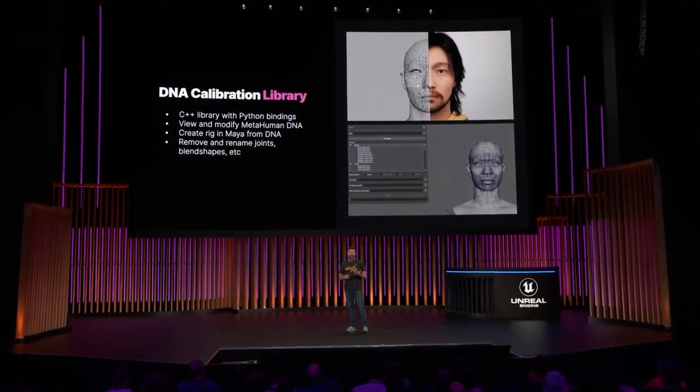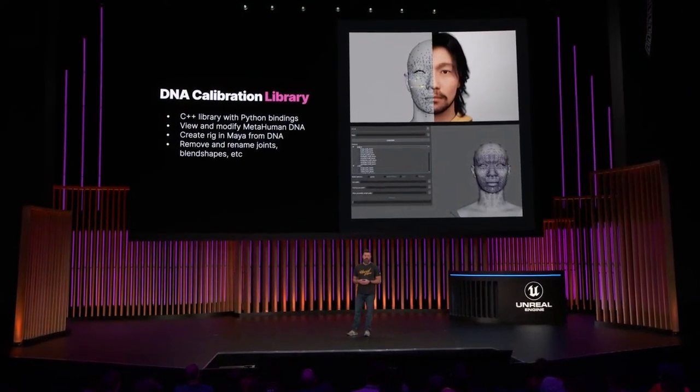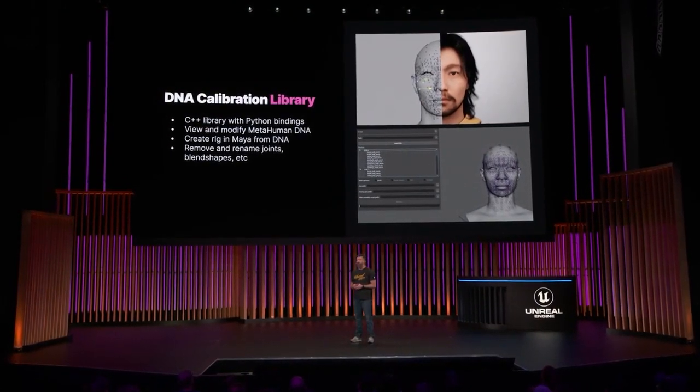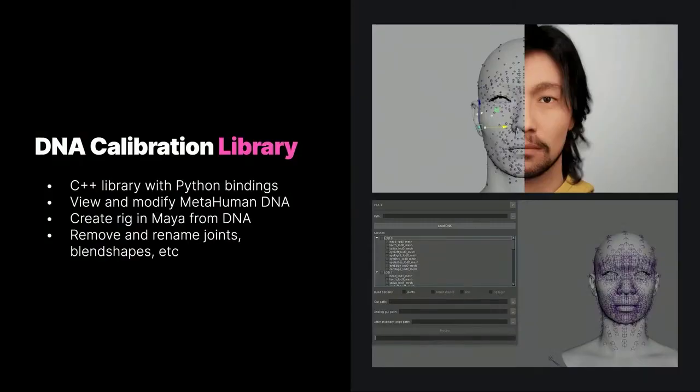MetaHuman DNA is an integral part of MetaHuman functionality. These files are created with MetaHuman Creator and downloaded with Quixel Bridge in UE5. DNA calibration is a set of libraries and tools used to inspect and modify MetaHuman DNA, bundled up into a single package. These tools are provided via GitHub repository for you to download and use to customize your own MetaHumans.